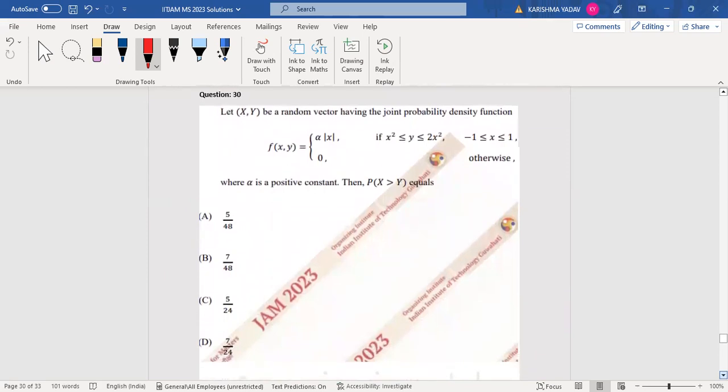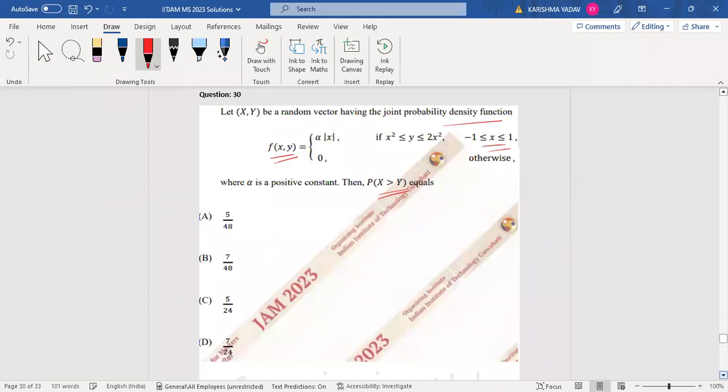What is in question number 30? It is saying that let x, y be a random vector having the joint probability density function, the PDF f(x, y) equals alpha mod x, if x square is less than or equal to y, less than or equal to 2x square, and x is lying between -1 to 1, where alpha is a positive constant. So alpha is a constant and we have to find the probability that x is greater than y.